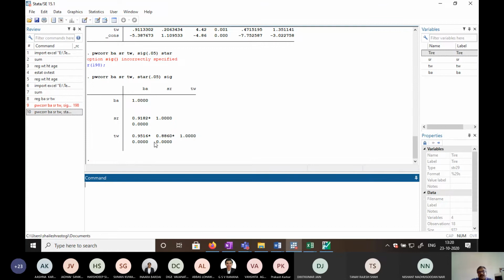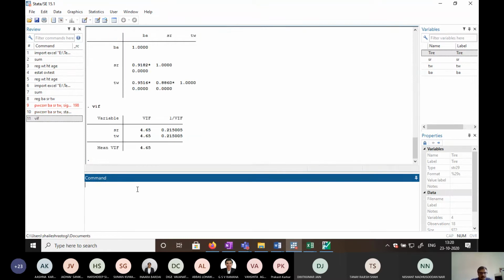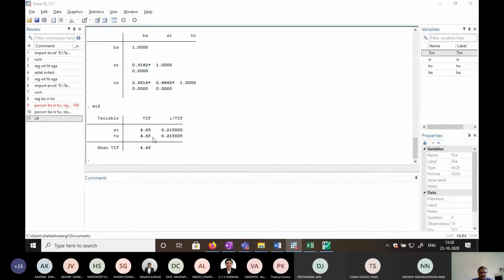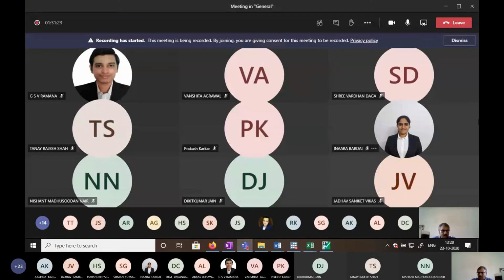Look here, the value is high. So this is a matter of concern. Please pay attention. SR and T, these two independent variables we are testing for correlation. What we are finding is that the correlation coefficient is more than 0.8 and significant. So there is a serious problem. We have calculated VIF, and you are finding the VIF value is more than 4. Are you with me? Some people were talking about the multicollinearity problem. Are you with me?